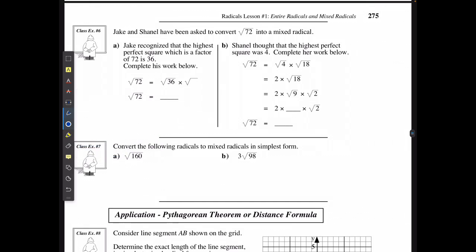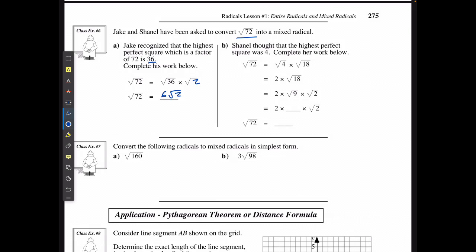Here, it says that Jake and Chanel have been asked to convert the square root of 72 into a mixed radical. Jake recognized that the largest perfect square which is a factor is 36. So he said that if I take 72 and divide by 36, it's going to be the square root of 36, and the other factor is the square root of 2. The square root of 36 is going to be 6, root 2.